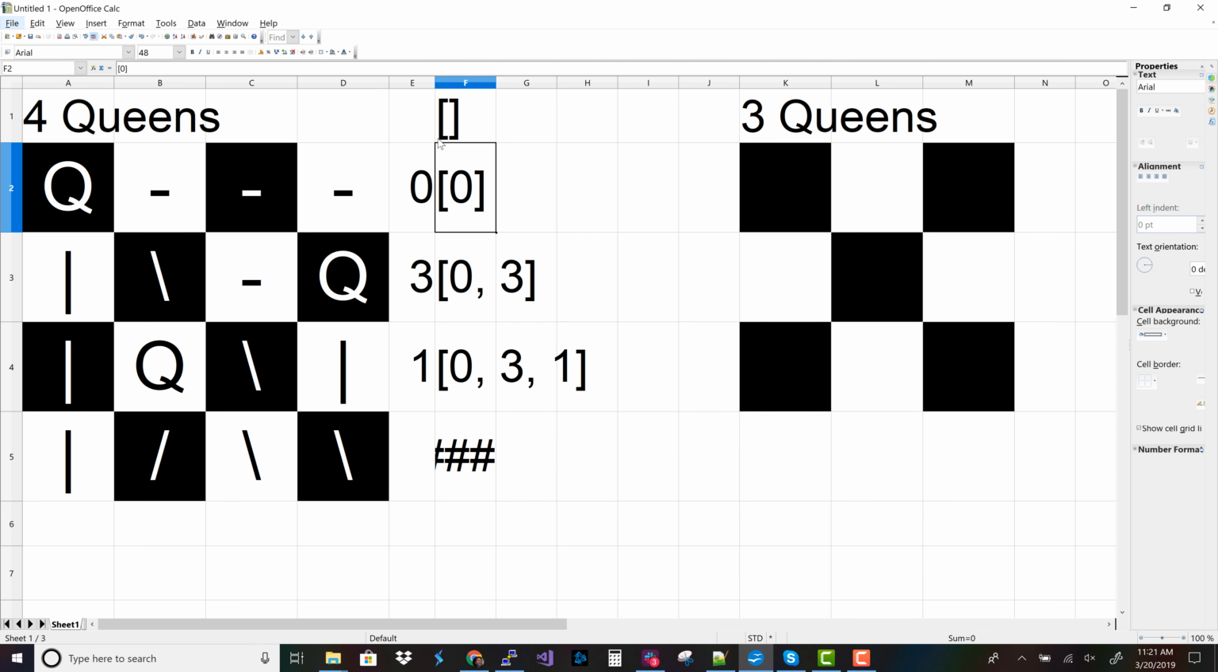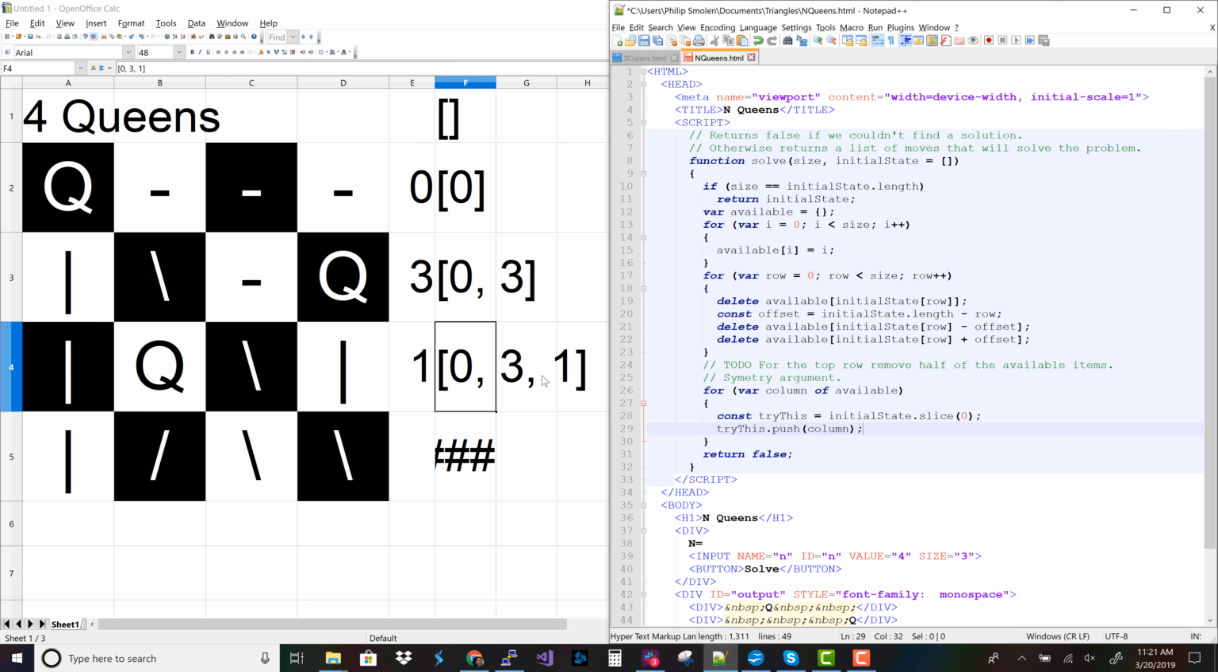So again, this is exactly what's here. We copied the empty list, added the 0 to it. Copied the list with just 0 in it, added the 3 to it. Copied the 0, 3, and added the 1 to it.